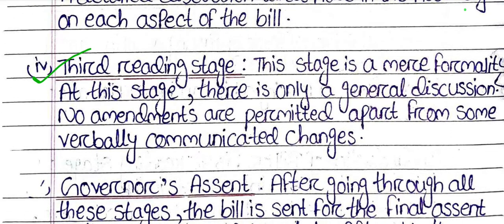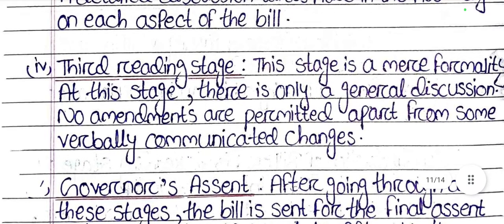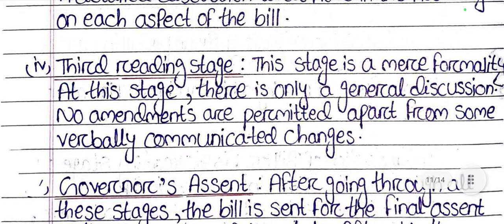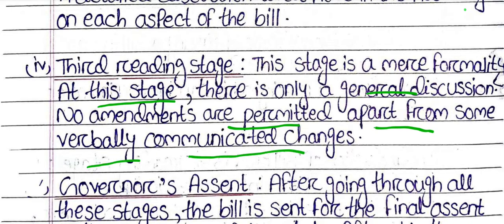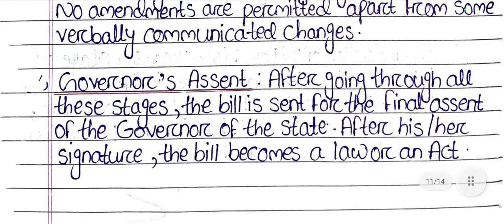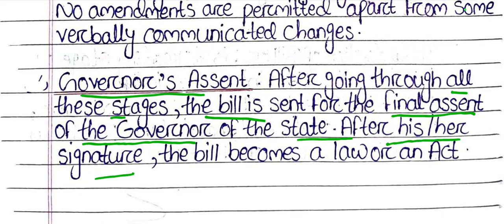The next is third reading stage. This stage is a mere formality. At this stage there is only a general discussion. No amendments are permitted apart from some verbally communicated changes. Then governor's assent. After going through all these stages, the bill is sent for the final assent of the governor of the state. After his or her signature, the bill becomes a law or an act.